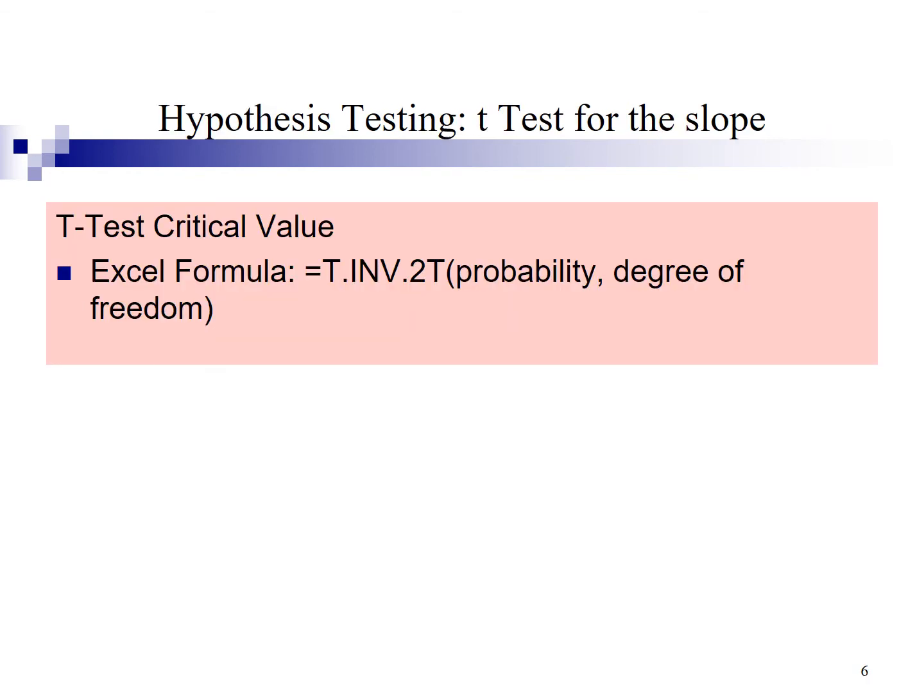The critical value divides the non-rejection region from the rejection region. You can make use of the Excel formula shown in the slide to derive the t-critical value for a two-tailed test.